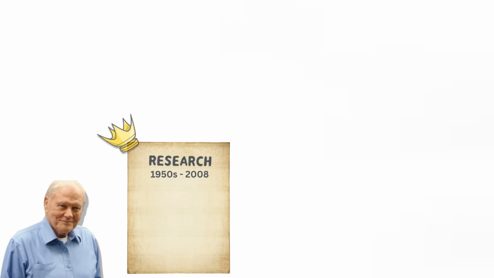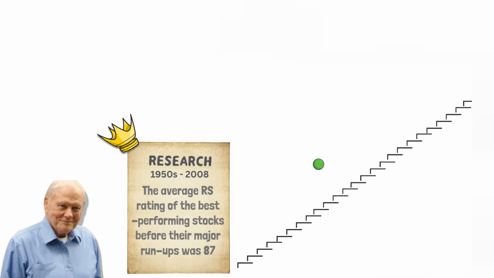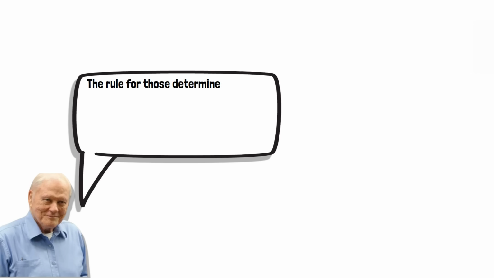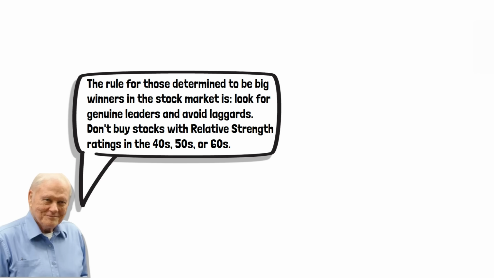O'Neill's research from the 1950s through to 2008 revealed something extraordinary. The average RS rating of the best performing stocks before their major run-ups was 87. Think about that. The biggest winners were already outperforming 9 out of 10 stocks before they made their most explosive moves. As O'Neill stated in his book, the rule for those determined to be big winners in the stock market is look for genuine leaders and avoid laggards. Don't buy stocks with relative strength ratings in the 40s, 50s, or 60s.